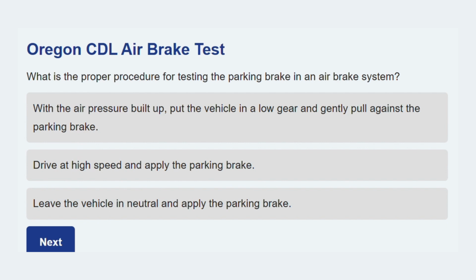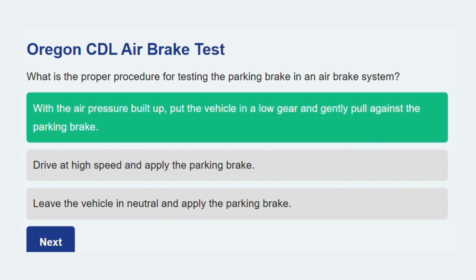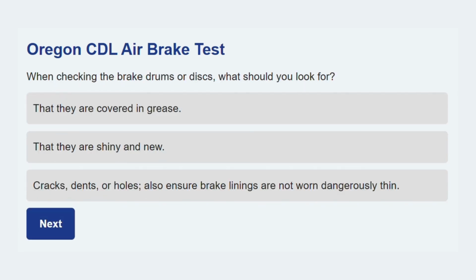All right, let's see. What is the proper procedure for testing the parking brake in an air brake system? With the air pressure built up, put the vehicle in a low gear and gently pull against the parking brake. The vehicle should not move, indicating the parking brake is holding.